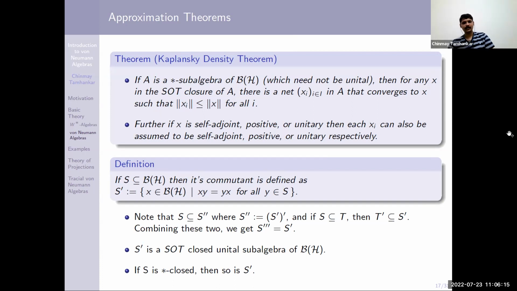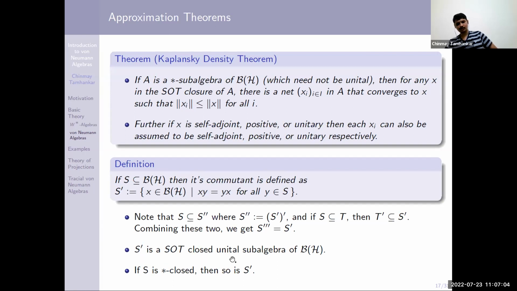And for the next theorem, we will need to define what is called the commutant of a subset. For any subset of B(H), its commutant is defined as all those elements in B(H) which commute with every element in this subset. And one can note that for any subset S, S is a subset of its double commutant. The double commutant is defined as the commutant of its commutant. And if S is a subset of T, then the commutant of T is a subset of the commutant of S. Combining these two results, we get that the triple commutant of S is the same as the commutant of S.